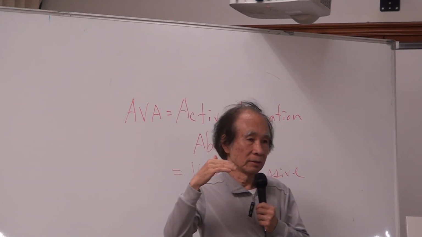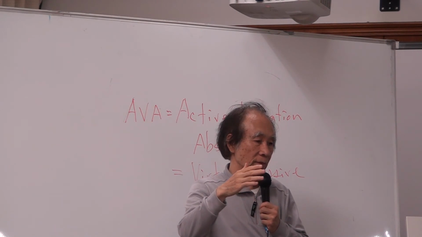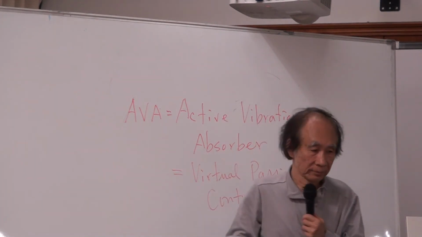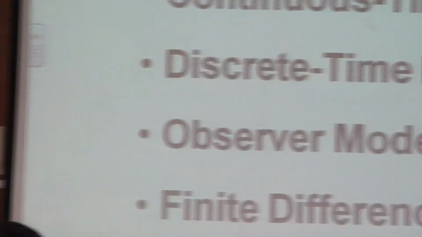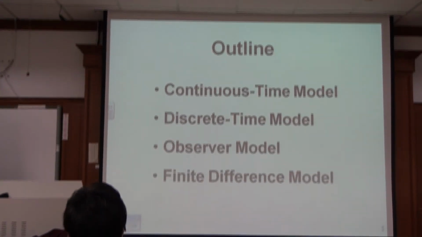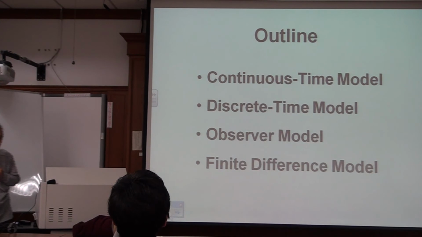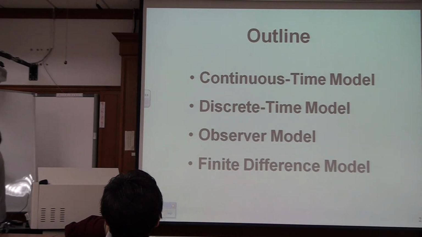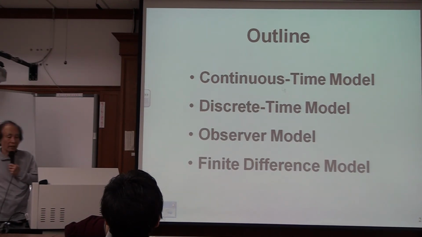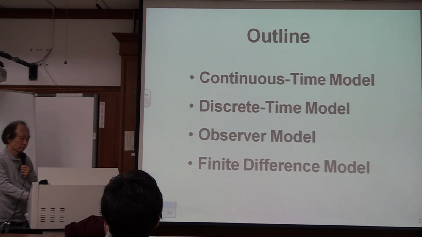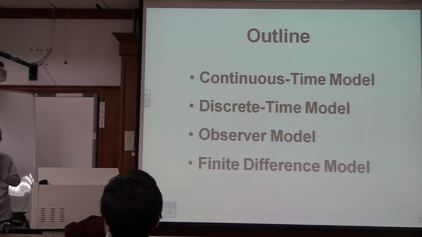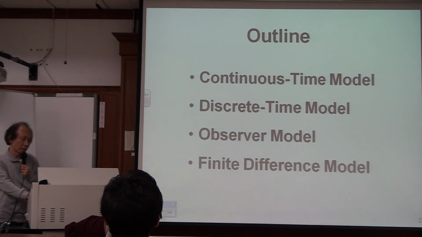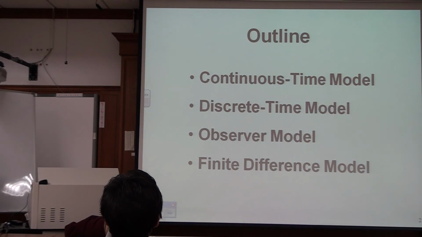So far, since the beginning of this class, we have used only the continuous time model. We learned just the continuous time model. We did not discuss the discrete time model yet, and we don't discuss the observer model or the finite difference model. But every model is important in controller design, because today there are only very few cases where we use the continuous time model. In all control design, because the computer is a digital computer, we have to talk about the discrete time model, and we have to use this discrete time model to design our controller.